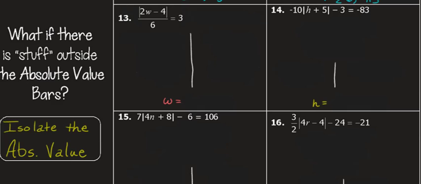In example 13, before we can solve the absolute value, we must first eliminate the division by 6. So the opposite of dividing by 6 would be to multiply by 6. So on the left side, it cancels out the division, leaving absolute value of 2w minus 4. On the right, 3 times 6 is 18. To remove the absolute value bars, again, set it equal to negative and positive 18. And solve.